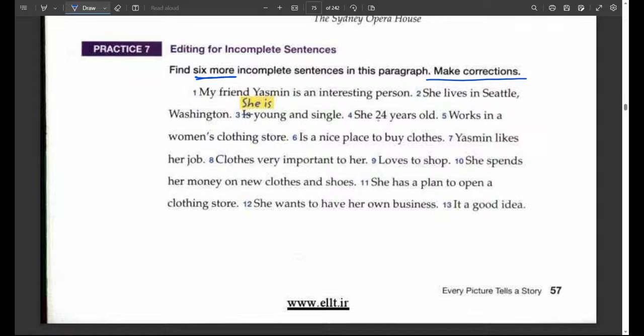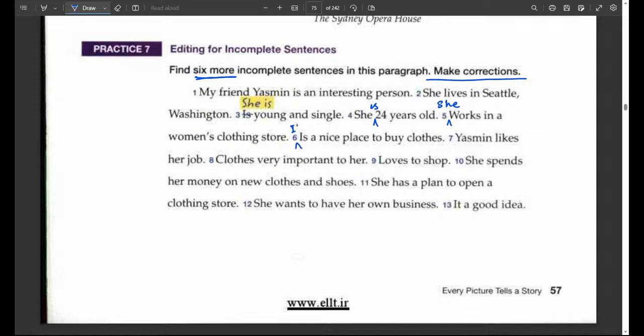Let's see. "She again is." She is missing here the verb. She is 24 years old. Here the subject is missing. "Works in a women's clothing store." Here again it should have been she. She works in a women's clothing store. "Is nice place to buy clothes."